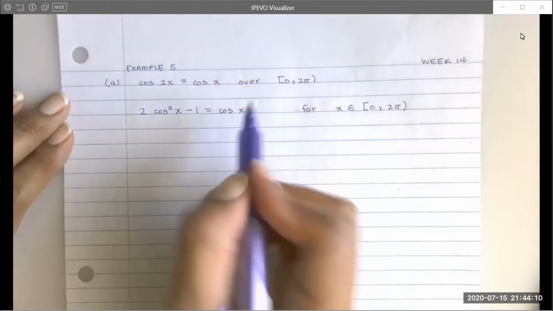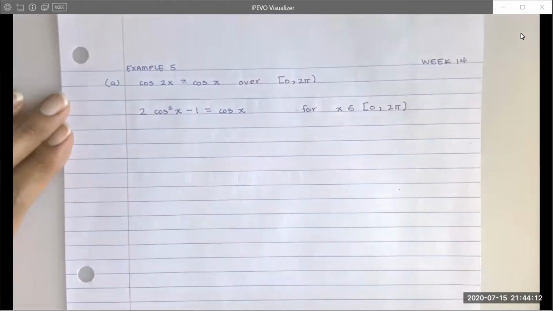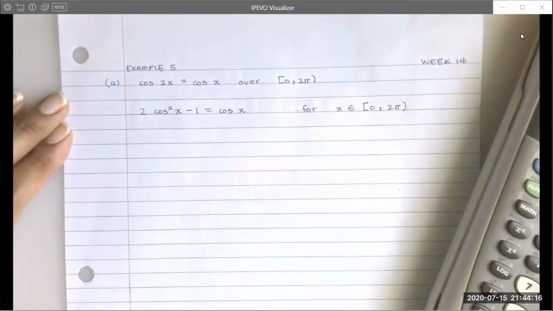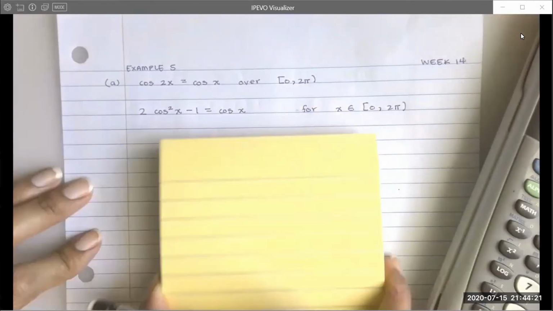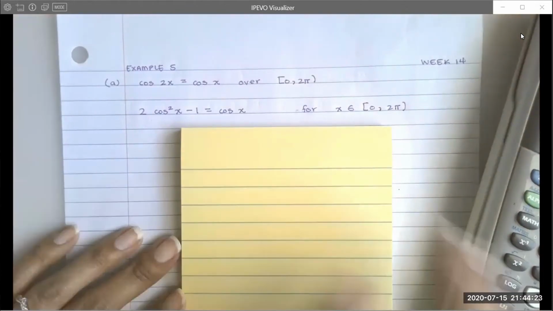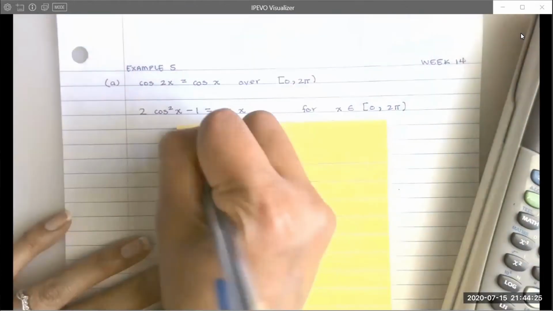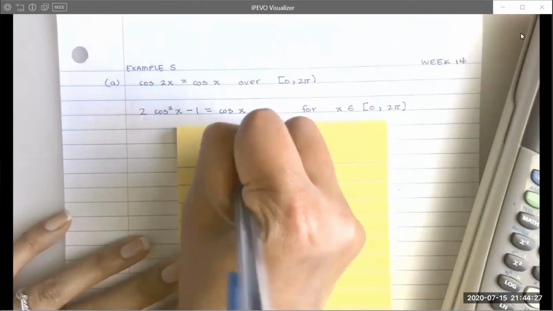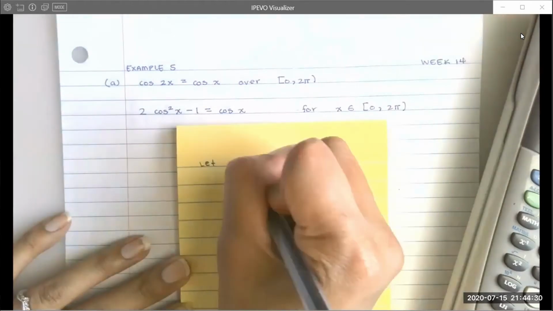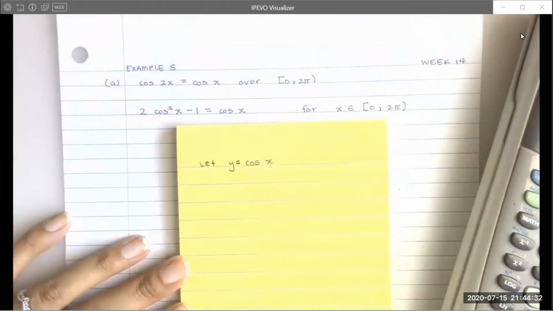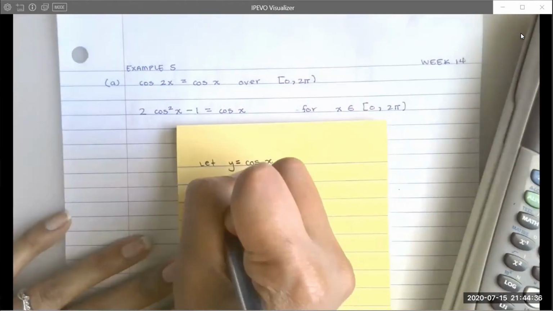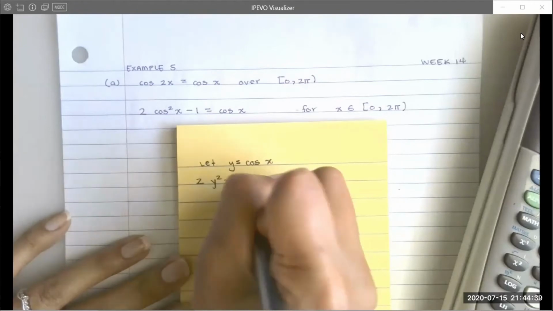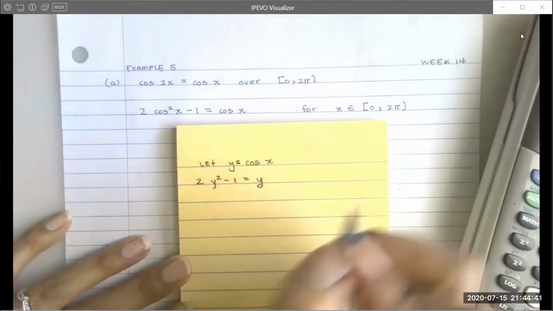So what would we do if this were an algebraic expression? Okay, so let me just write what I mean by that on a separate sticky. If at this point the equation looks intimidating, it's always a good idea to just write the equivalent algebraic expression. And you can do that by letting y represent the trig function. So I'm going to let y represent cosine x. In that case, we would have 2y squared minus 1 is equal to y.